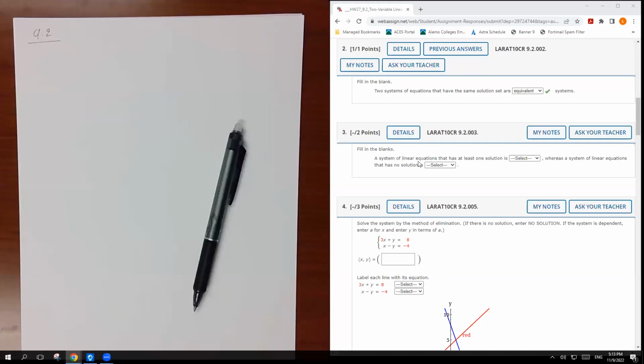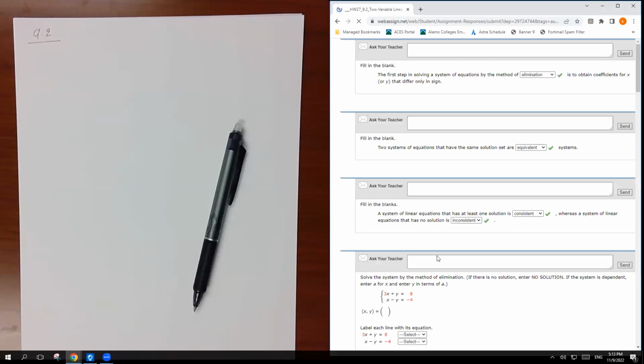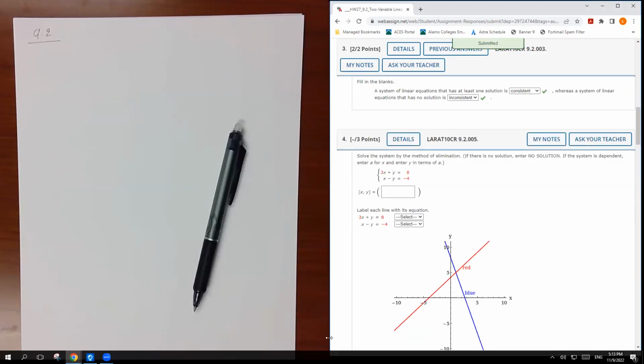A system of linear equations that has at least one solution, one solution or many solutions. If you have many solutions or one solution, this is a consistent system. If the system has no solution, this is an inconsistent system. That's it for example 3.